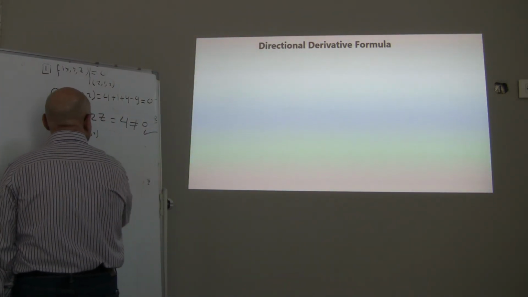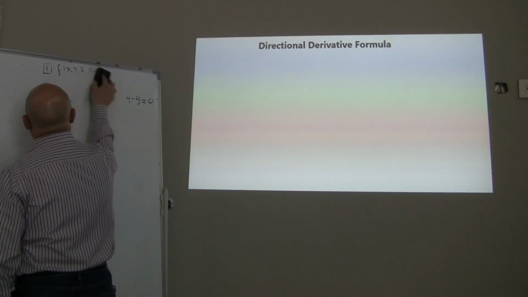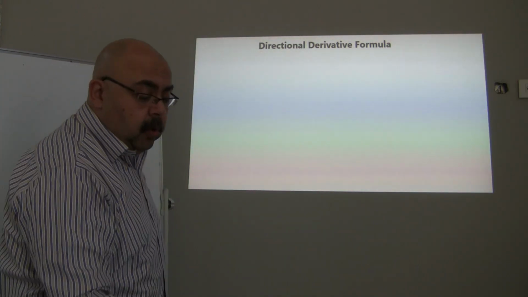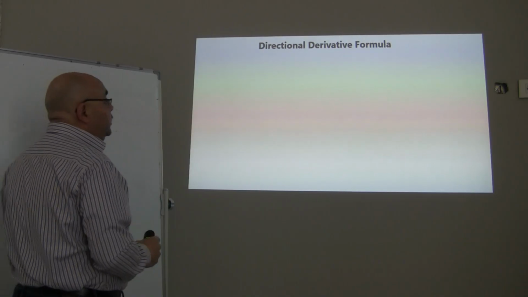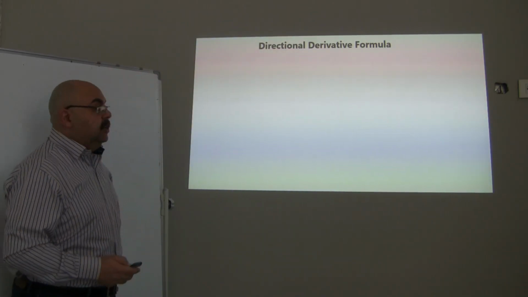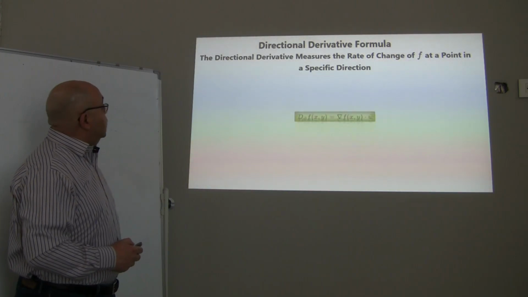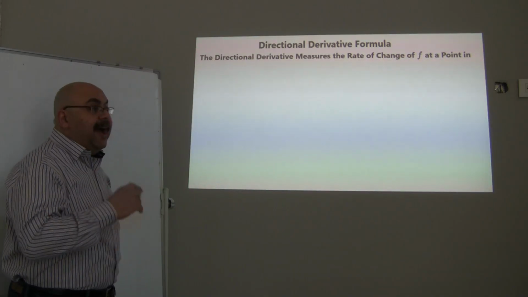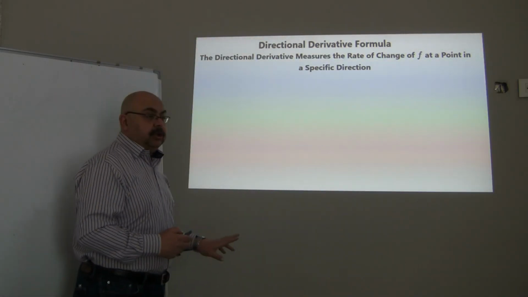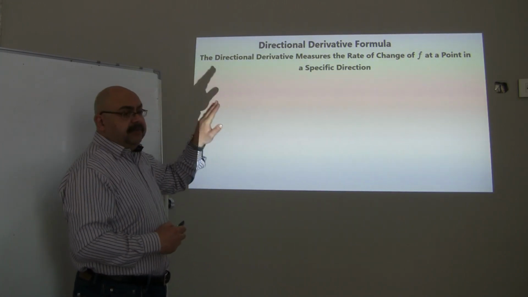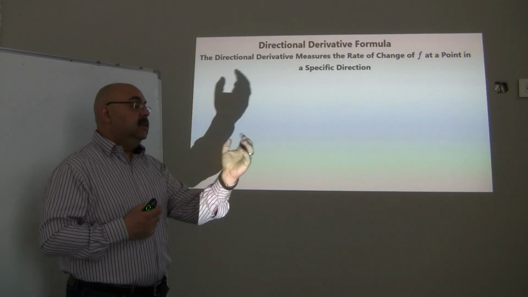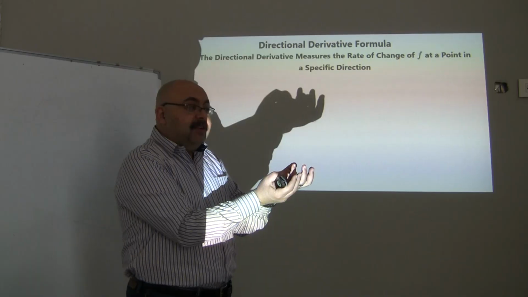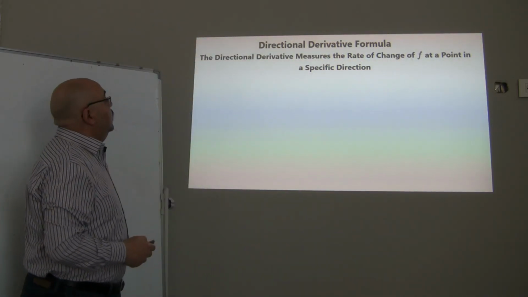problems as an application on the sheet in the list of the previous session. But I need to speak with you a little bit more about the directional derivative formula, which is very, very simple. The directional derivative measures the rate of change of f at a point in a specific direction. Once more, in the directional derivative formula that we saw previously, you get the gradient vector, you bring the other vector, and you multiply them together, and then you will get your directional derivative.